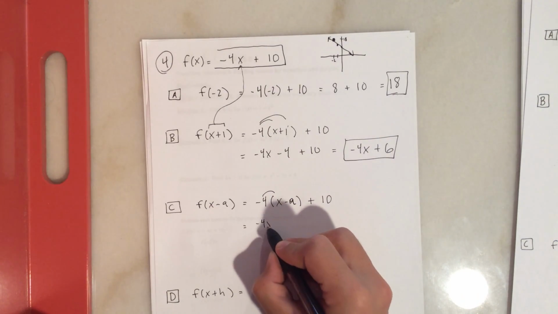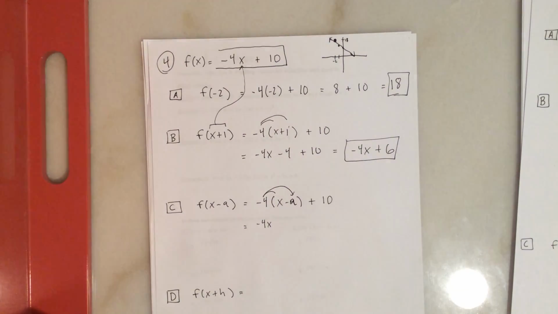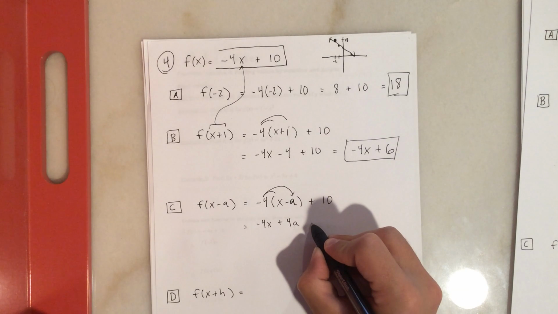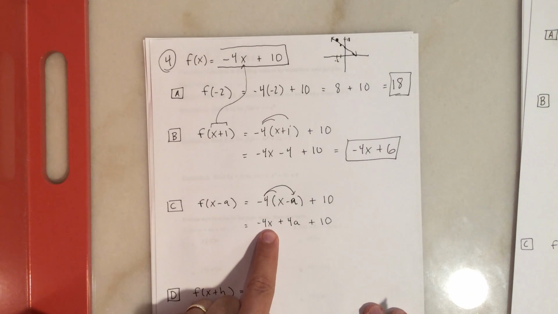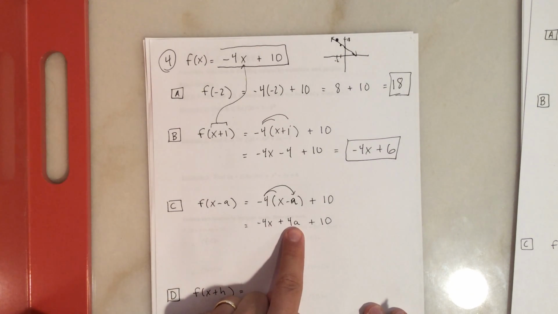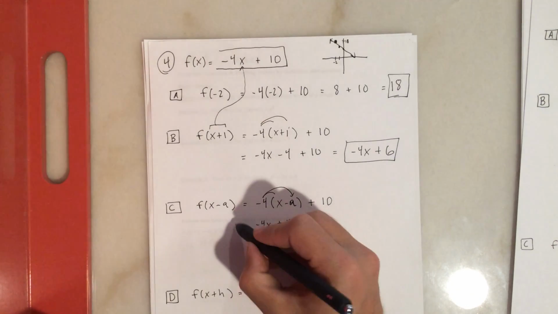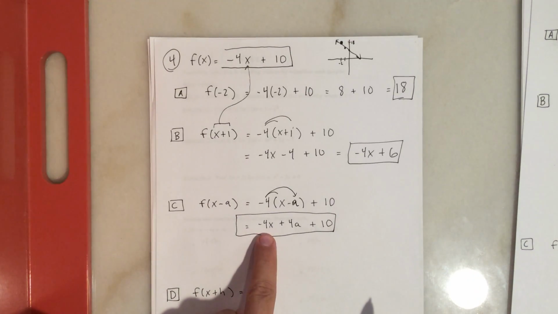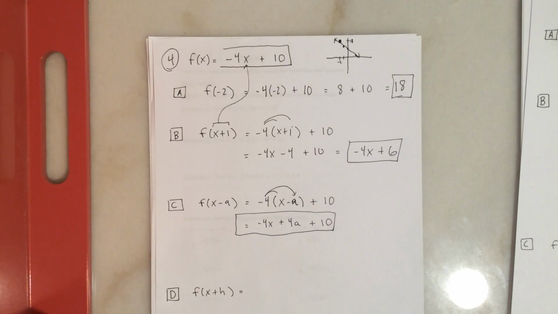Negative 4x, we're going to be super careful here. What's negative 4 times negative a? Positive 4a. Careful with those signs, plus 10. And we're done. There's only one x term, there's nothing to combine there. There's only one a term, there's nothing to combine there, and there's only one whole number. So we're good. This is as simplified as it can go, right? If this was negative 4x plus 10x, then maybe we could do some simplifying, but it's not, so we're done.